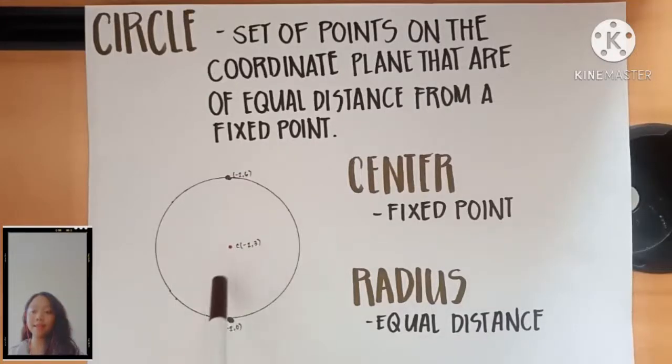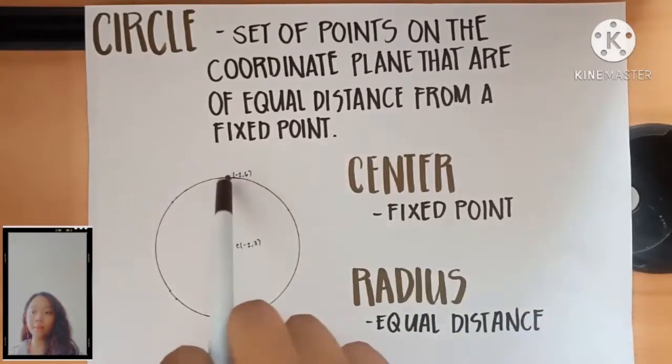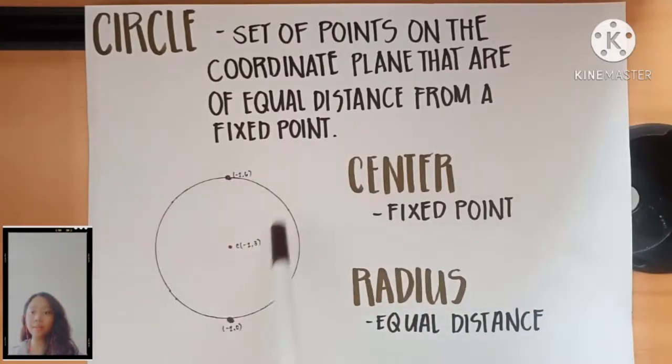The red point is our center, point negative 2, 3. The center is defined as our fixed point, while the 2 points are on the radius, point negative 2, 6 and point negative 2, 0. The radius is always an equal distance from our center.